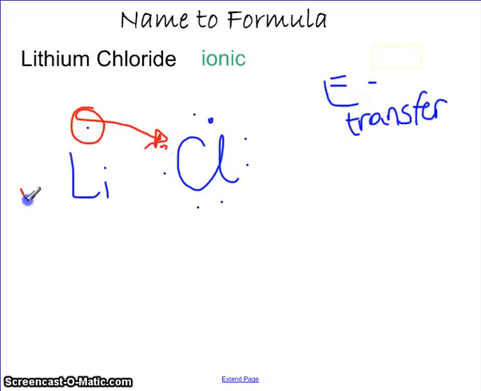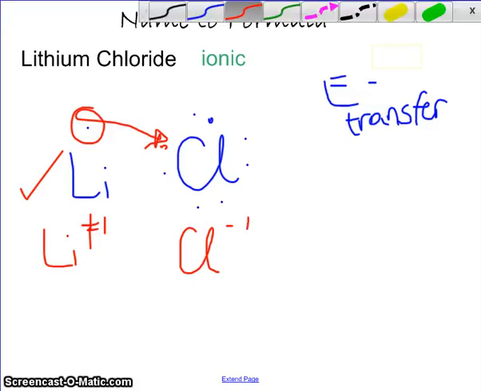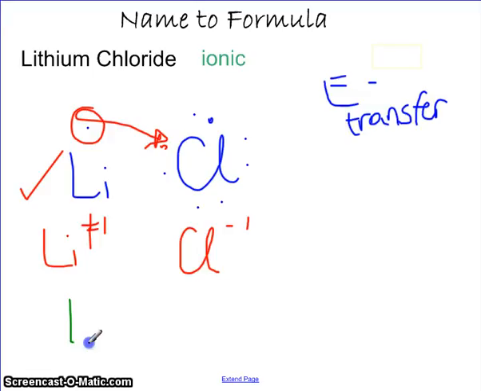When this happens, lithium becomes stable. It gets a positive 1 charge because it lost one negative electron. Chlorine gained 1 electron to become stable, so it has a negative 1 charge. Because it only took 1 lithium and 1 chlorine, the formula for this compound is LiCl. And that's it. It only took 1 lithium, 1 chlorine.